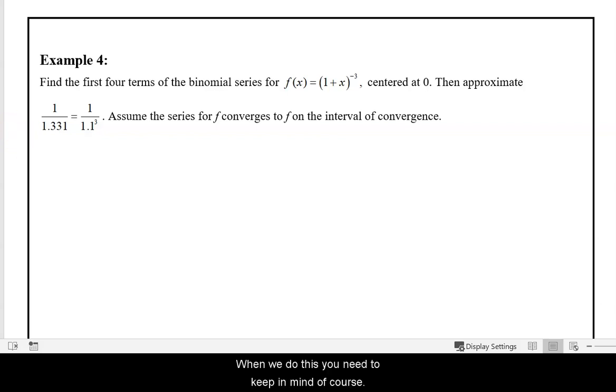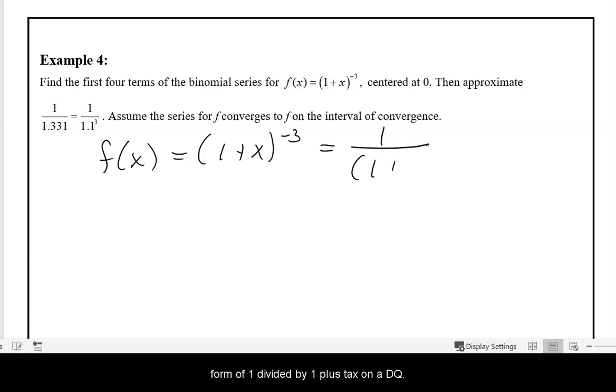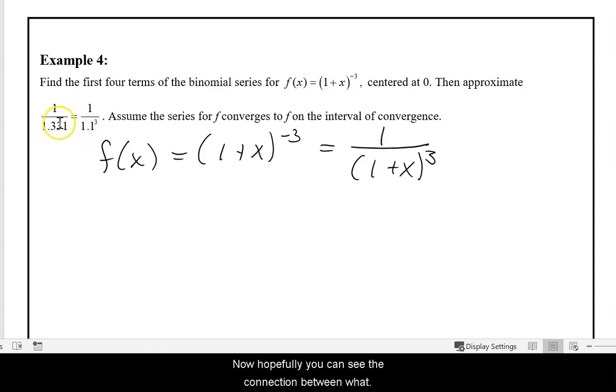When we do this, you need to keep in mind, of course, that the function equal to 1 plus x to the negative 3 power could be written in the form of 1 divided by 1 plus x quantity cubed. Now hopefully you can see the connection between what we're supposed to find after we find the first 4 terms and this particular format for the function.